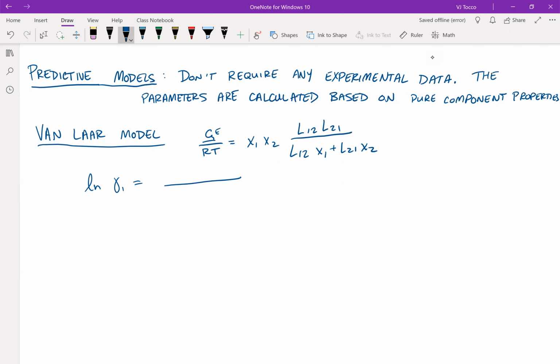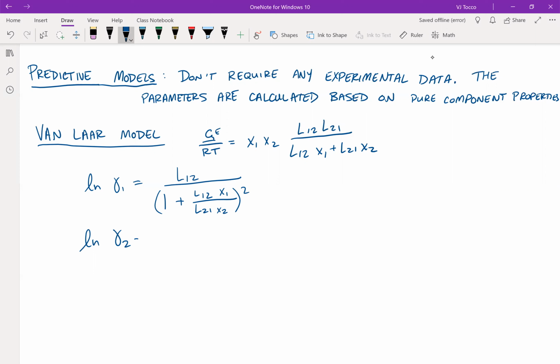Ln of gamma 1 is L12 divided by 1 plus L12 x1 over L21 x2. I hate how it's L12 and L21 as well because I get confused all the time. So it's not just you if you find these hard to keep track of. And this whole denominator is squared.